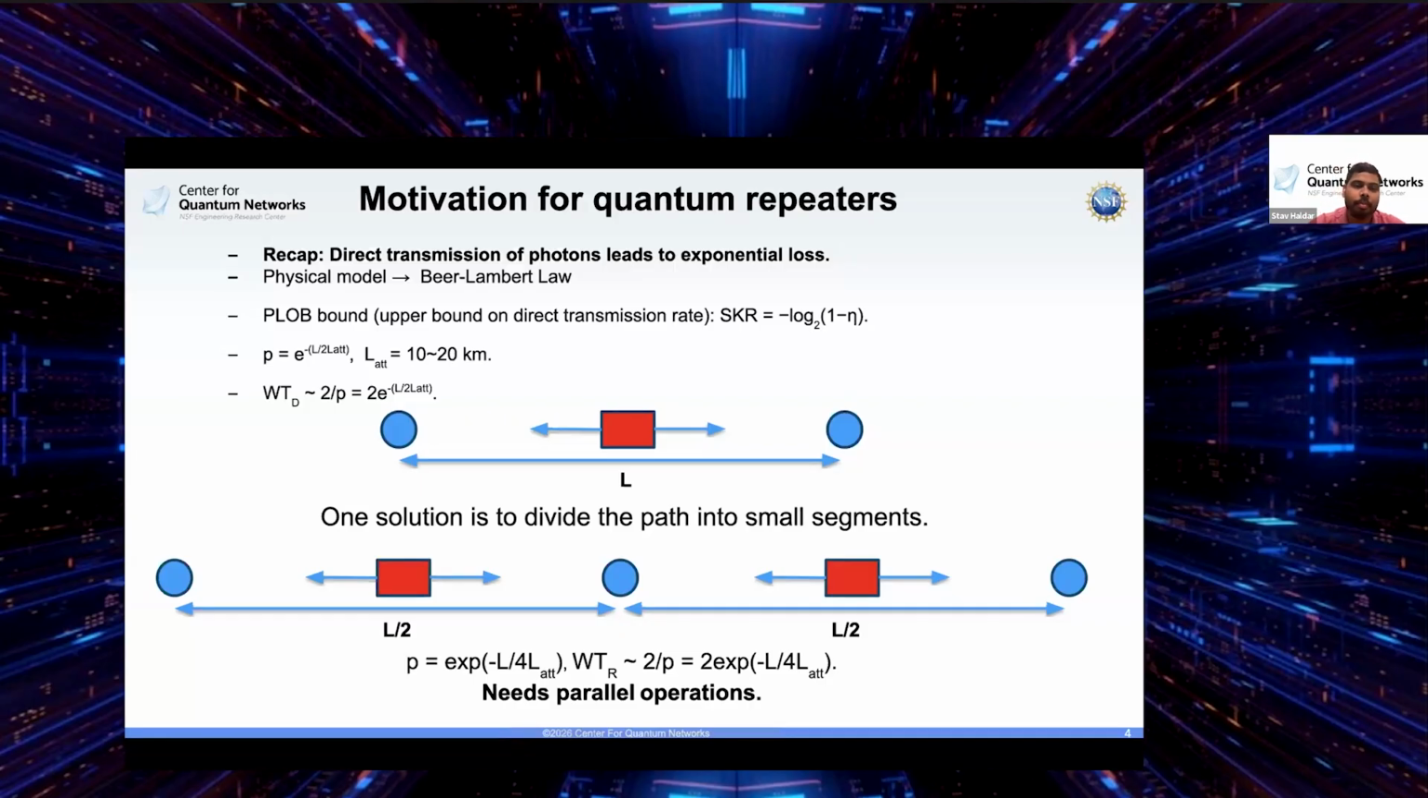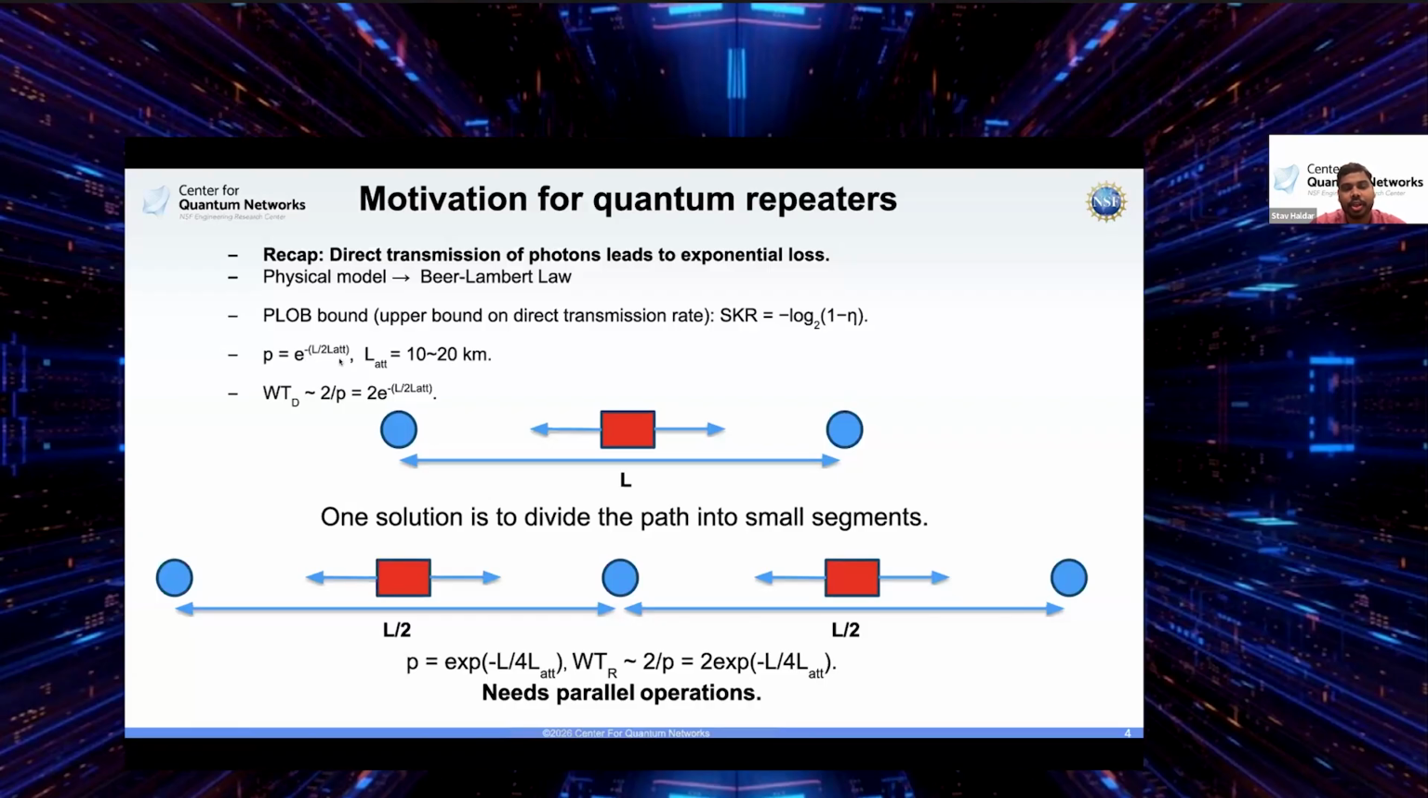Now, again, to quantify that a little bit more, you can think of the probability of survival of a photon when it's traveling through a channel of length L, as this number. So you see that it falls exponentially with increasing length.